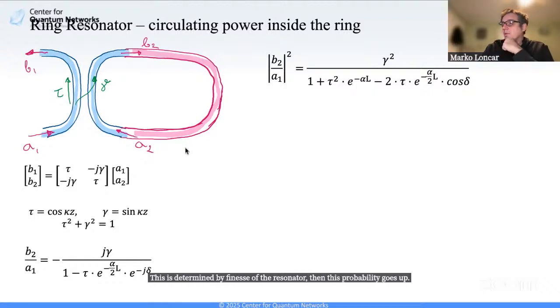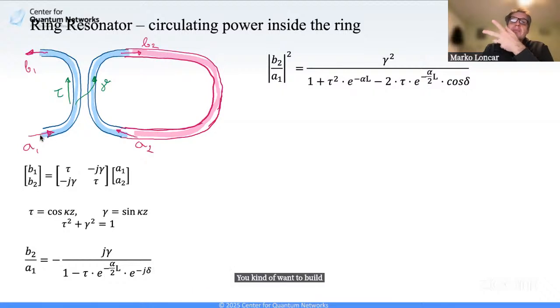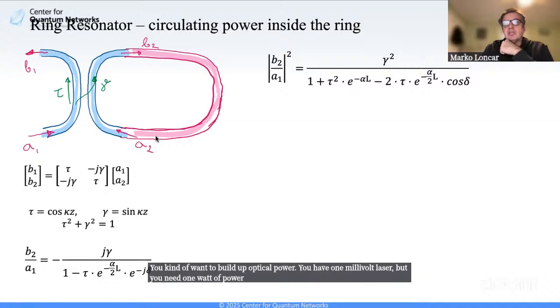That's one application. In classical optics and photonics, another application is that you want to actually increase intracavity power. If, let's say, you want to make a laser or do some nonlinear optics, you want to build up optical power. You have a 1 milliwatt laser, but you need 1 watt of power to do something interesting. So you send this 1 milliwatt into a resonator. So it's important to consider how much light is built up inside the resonator.